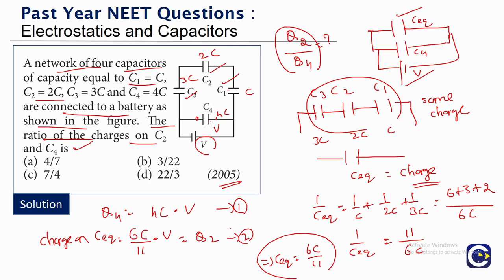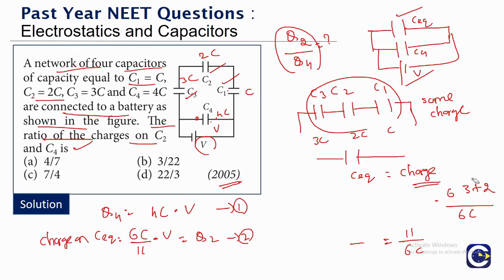Now they are asking us what? Q2 by Q4 ratio, right? Now we will just erase some part of it. So now we have got the values, we just have to take the ratio, that's it. So we have the Q2, we have the Q4, we'll just have to take the ratio of both of them. So we have to do Q2 by Q4.